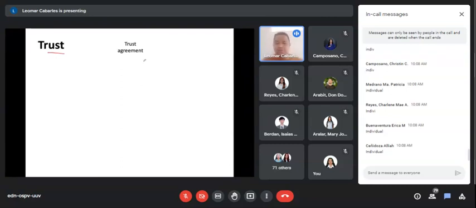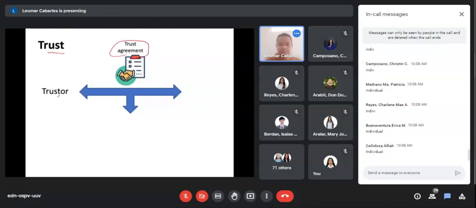So there's what we call trust agreement. No? Merong trustor, siya yung owner talaga ng property originally. Transfer niya by virtue of an agreement sa trustee. Kadalasan bangko to.